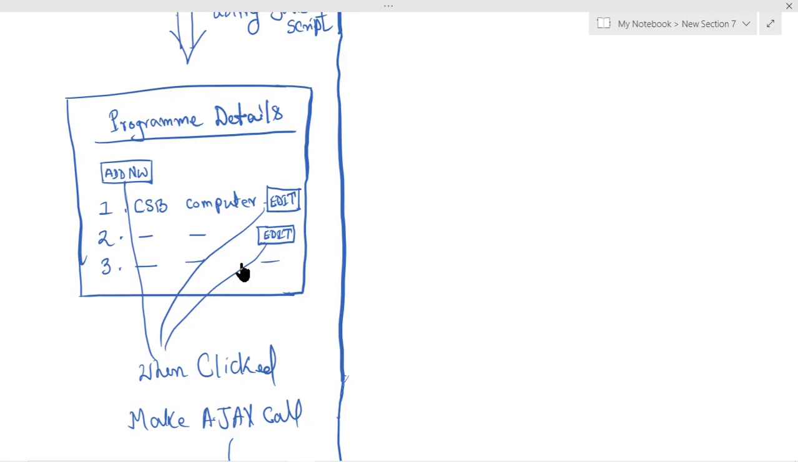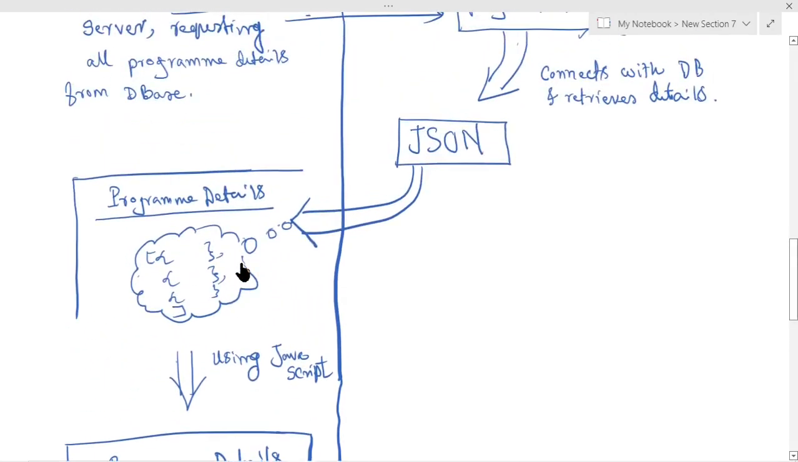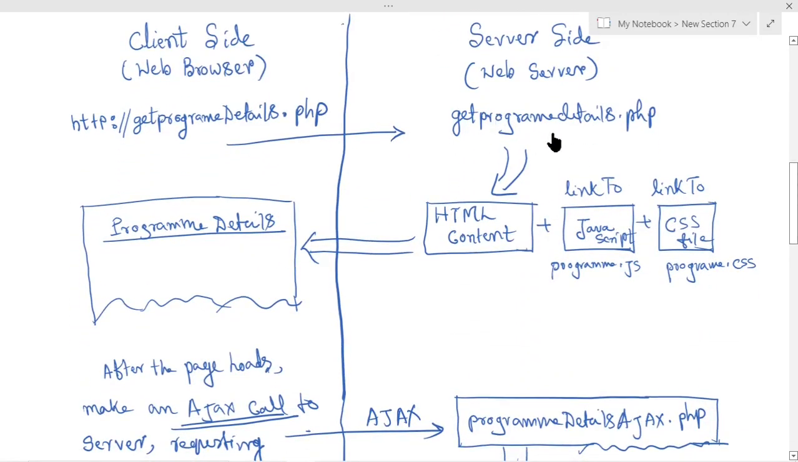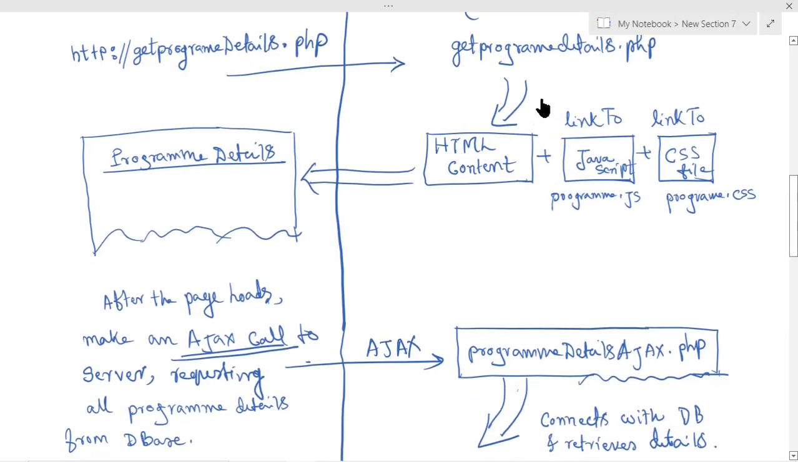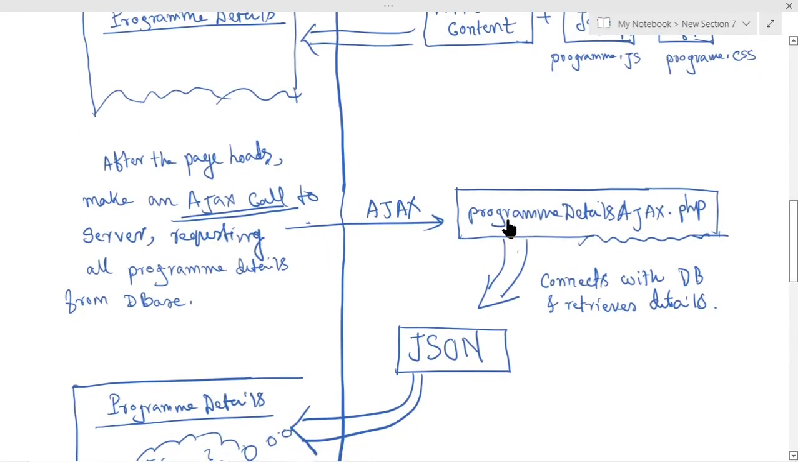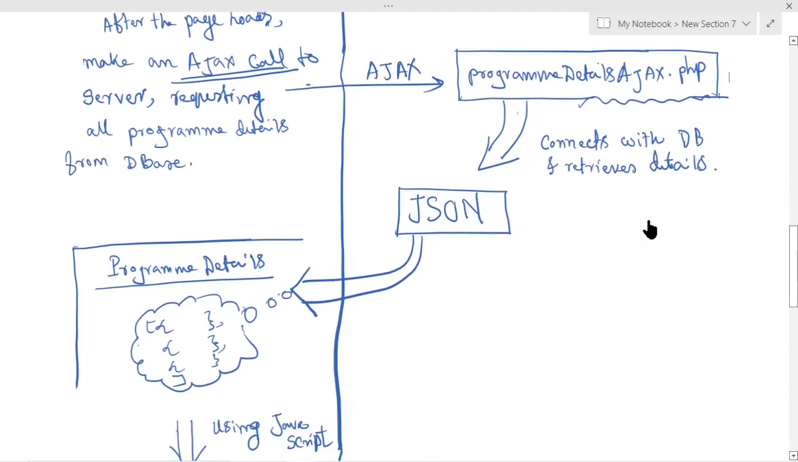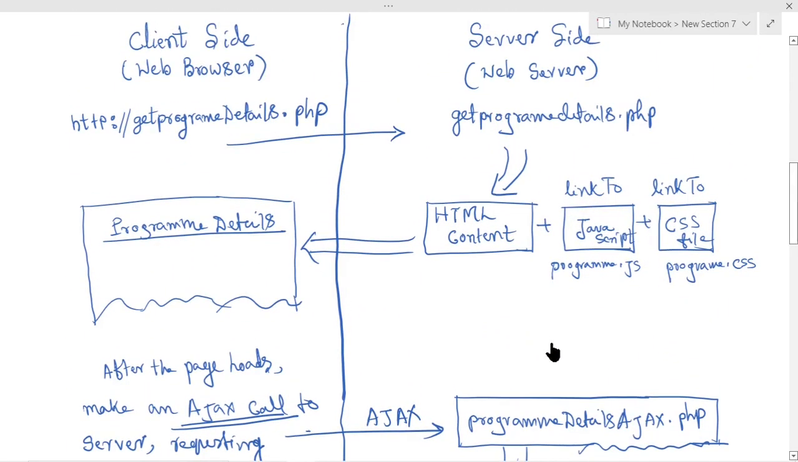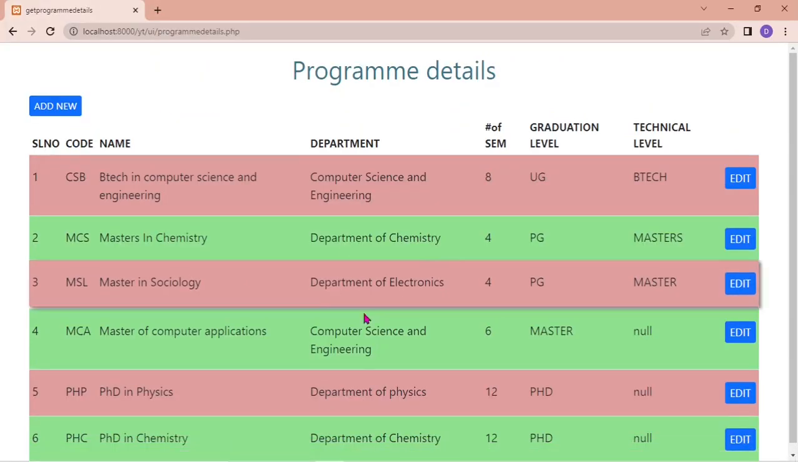Now let's quickly go through the files that we have to write to complete this project. The first file is this getProgramDetails.php file. This is the initial file, the landing page you can call it. Along with this PHP file, we also have to write the code for the getProgramDetails.javascript file and the getProgramDetails.css file. Plus, we also have to write the code for ProgramDetailsAjax.php. This is the fourth file, right? And that's all. These four we have to write.